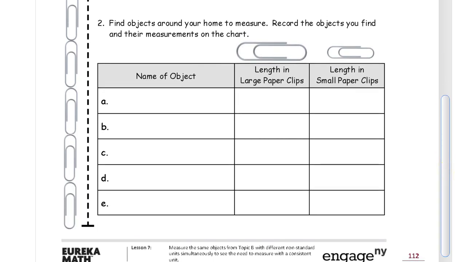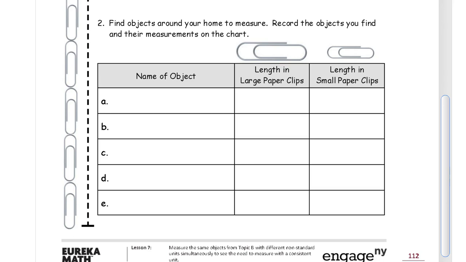The second part of this page says find objects around your home to measure. Record the objects you find and their measurements on the chart. Now, I'm not going to tell you how long the stuff is in your own house or your own apartment or wherever you live. My advice to you is to find something that's shorter than the strip of the pictures of paper clips. Don't try to measure a window or a bed or the length of a room or an entire refrigerator with this. That's going to be difficult. Instead, pick something small like a pencil or a fork, something like that.